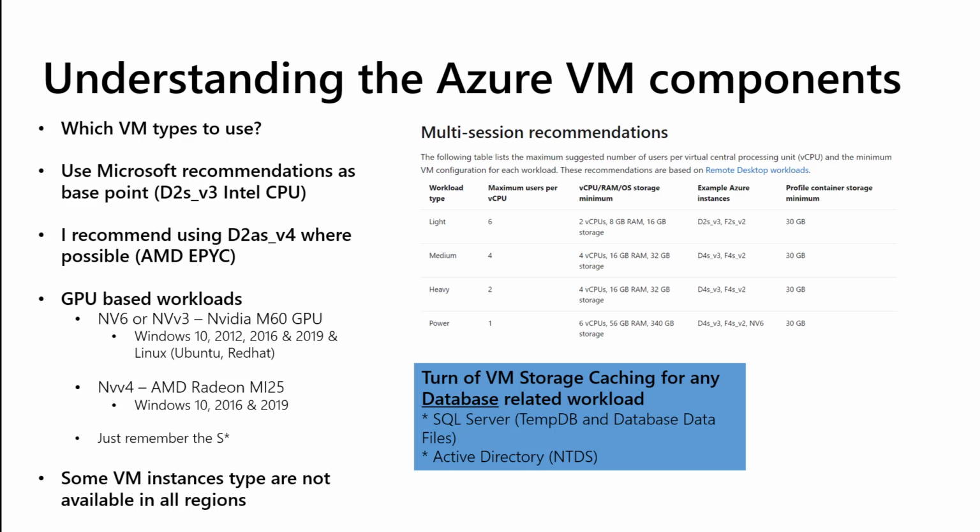But of course, the most important aspect is that you have the letter S in the instance type, because that indicates that it supports premium-based storage. And one important consideration is that if you are planning to have any type of SQL Server or Active Directory service running within Azure, remember to turn off the read or write caching mechanisms that are enabled on virtual machine hard disks, because what we've seen in other projects and several other cases is that the read-write cache might corrupt data. So it's a general best practice that you turn off caching for any database-related workload.